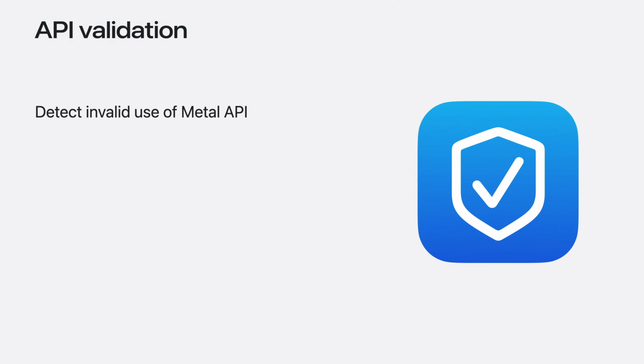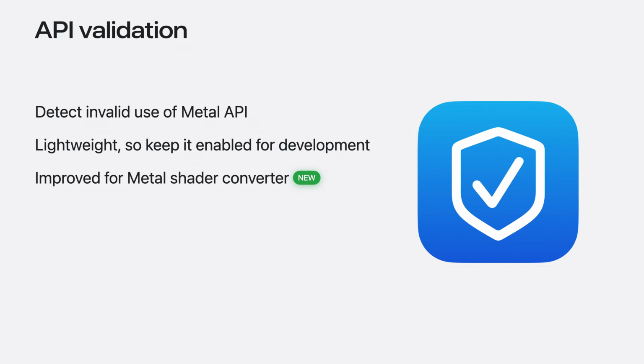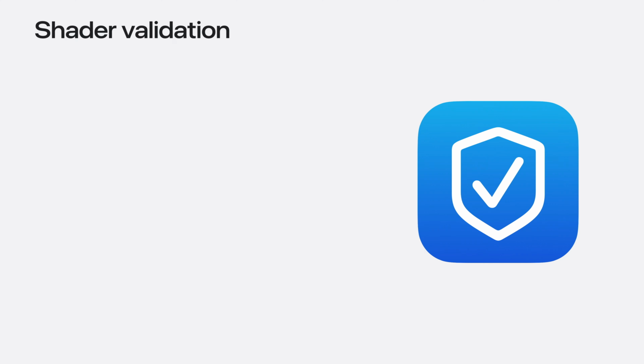The first runtime validation layer that Metal offers is API validation. API validation protects you against invalid use of the Metal API, with checks for resource initializers, function arguments, or unsupported functionality. It is extremely lightweight, so keep it enabled throughout the entire development process. And this year, validation is improved for Metal Shader Converter workflows, specifically for validating the state of samplers encoded in argument buffers. The Metal runtime validation also provides a second layer, which is shader validation.